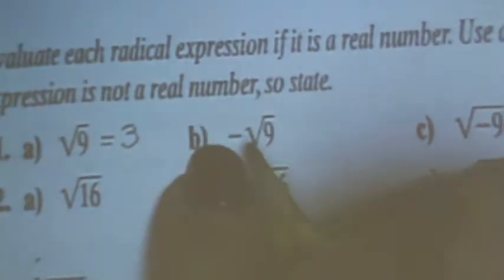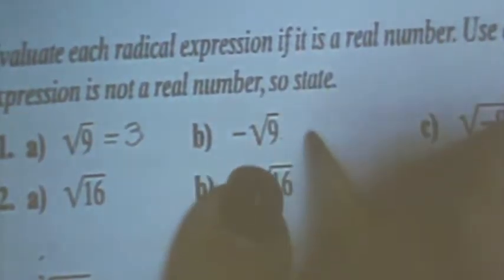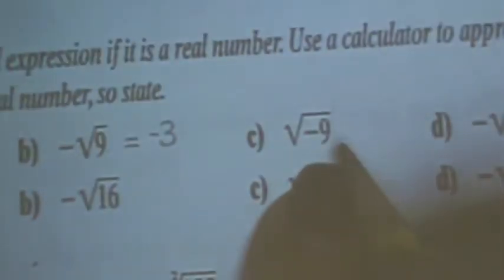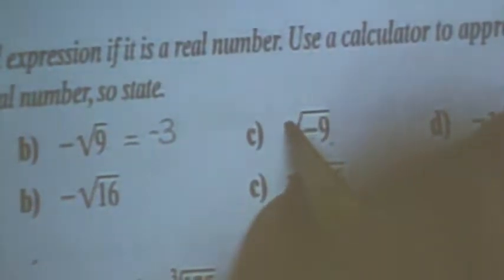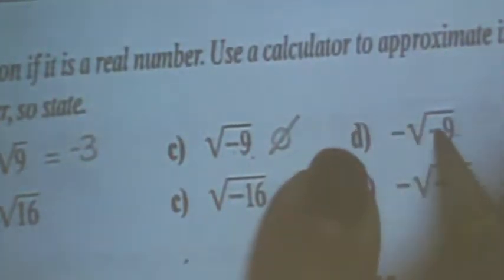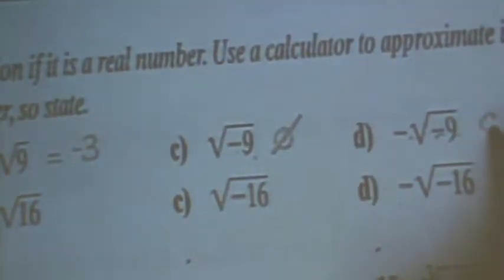For B, they're asking you to take the square root of 9, which is 3, but then multiply it by -1. So this answer is -3. This one you can't do because you can't take the square root of a negative number, because the index is even. You can't think of 2 numbers that are the same that multiply to give you -9. And this one obviously you can't do. Don't multiply these 2 together. Some people think you multiply them together and get a positive. You can't do that.